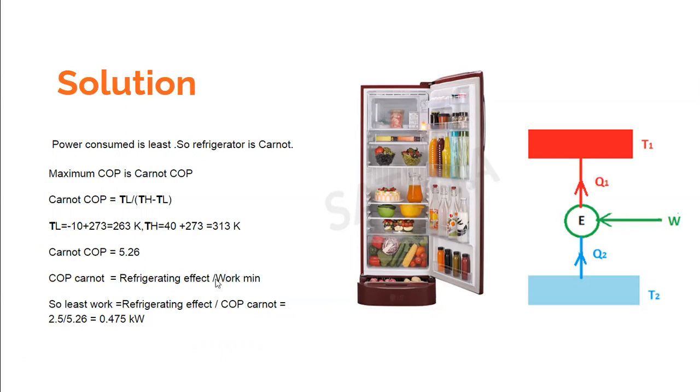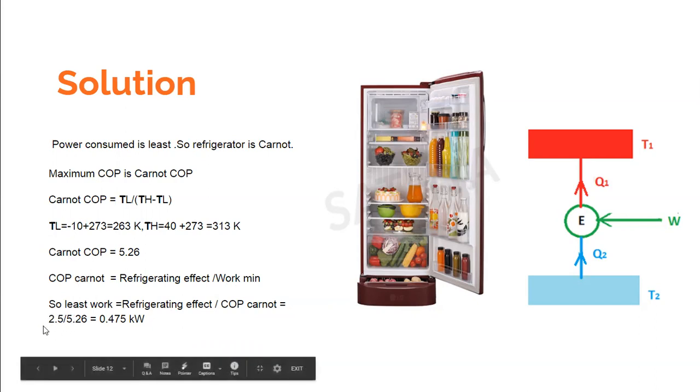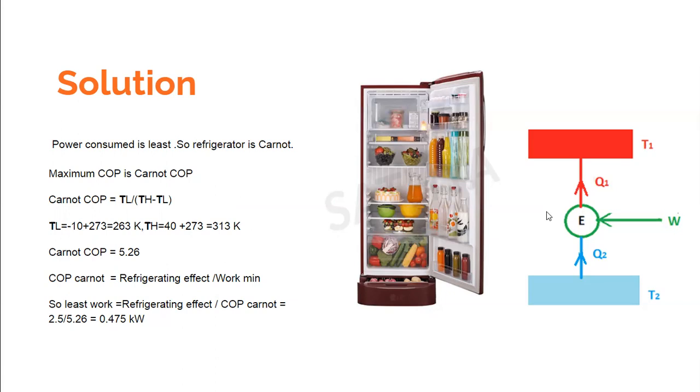Hence your minimum work would be refrigerating effect upon COP. So the refrigerating effect is 2.5 upon COP is 5.26. That gives us the power consumed by this Carnot refrigerator, which is 0.475 kilowatt. I hope this is very clear to you.